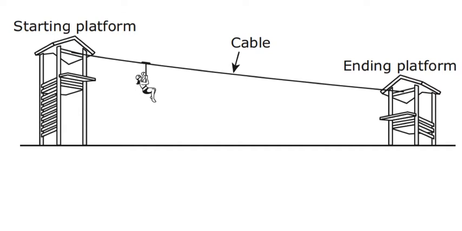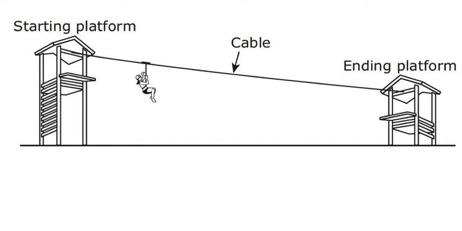The purpose of this activity is to familiarize students with the concept of a zip line. Today we will get ready for the zip line performance task of the Smarter Balanced Assessment. The picture shows a rider traveling down a cable that is suspended between a starting platform and an ending platform.